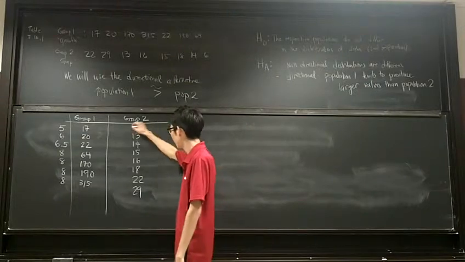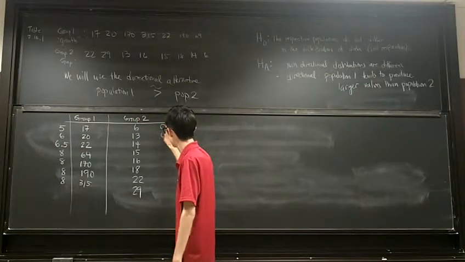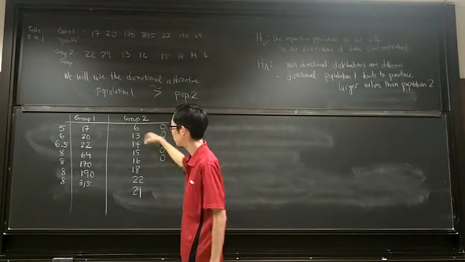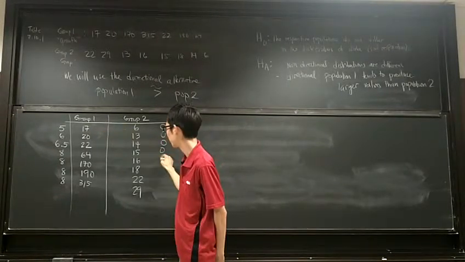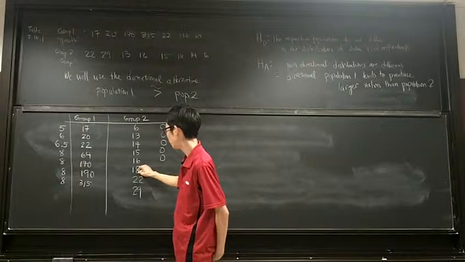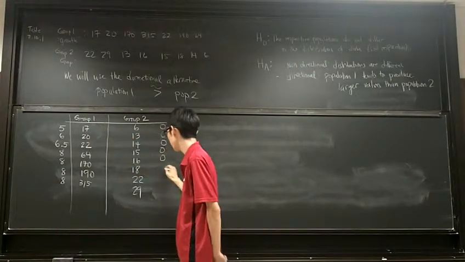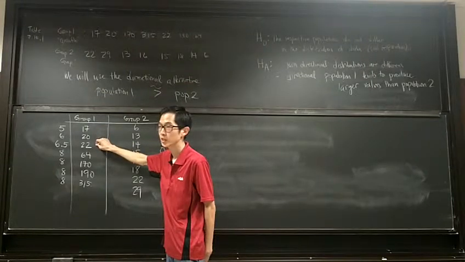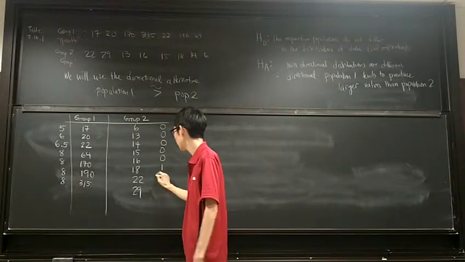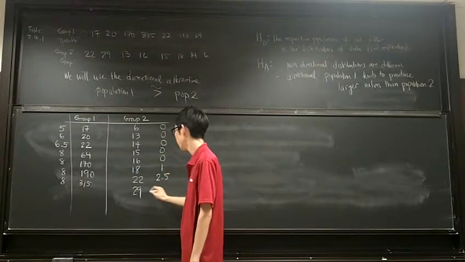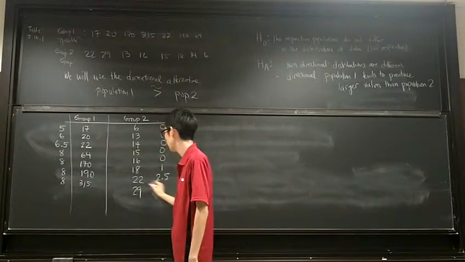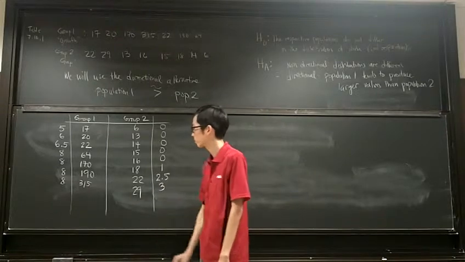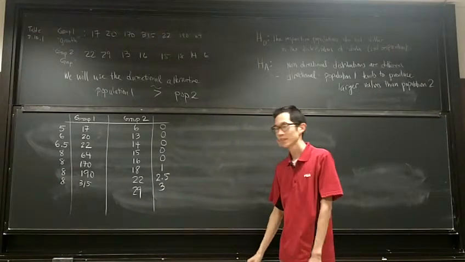Okay. So how many numbers are smaller than 6? 0, and smaller than 16, 0 numbers in group 1 are smaller than 16. At the number 18, I've got 1 number that's smaller. With 22, I have 1, 2, and then I have a tie. So I write 2 and a half. And then with 29, I have 3 numbers that are smaller than 29. Okay. Is that alright?